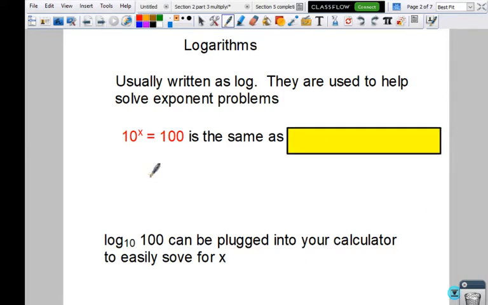Okay. So we're going to be looking at logarithms. So make sure you guys are following along, taking notes, so you get your points. Okay, follow along with all this.